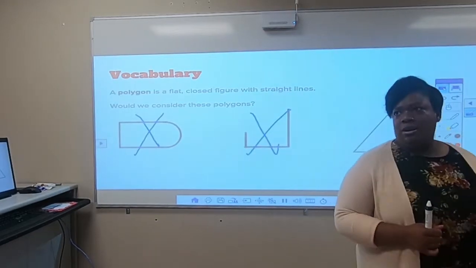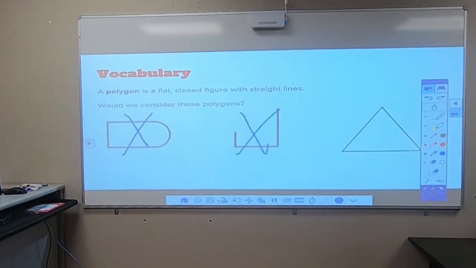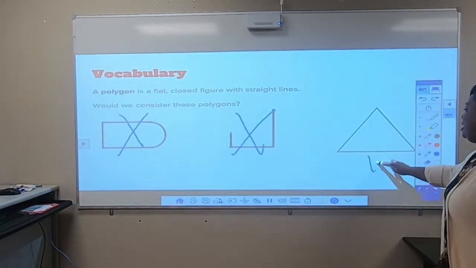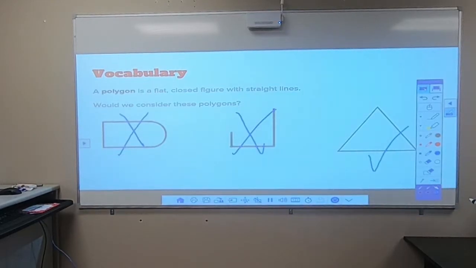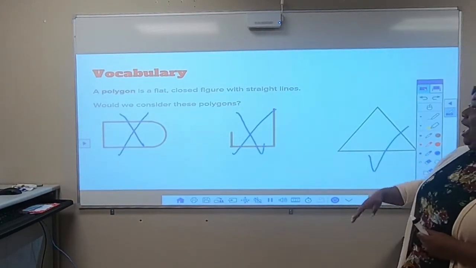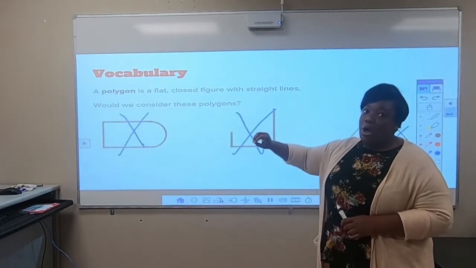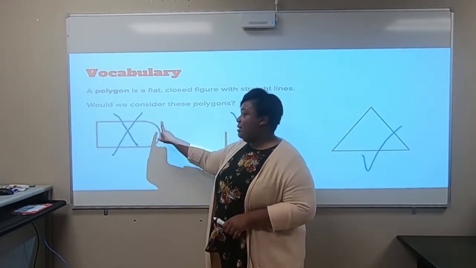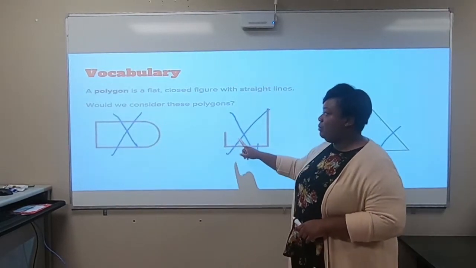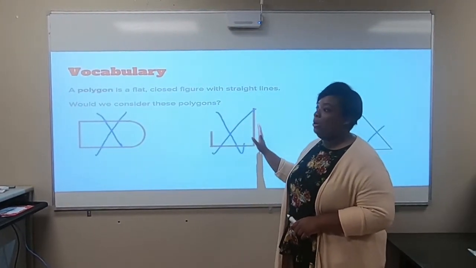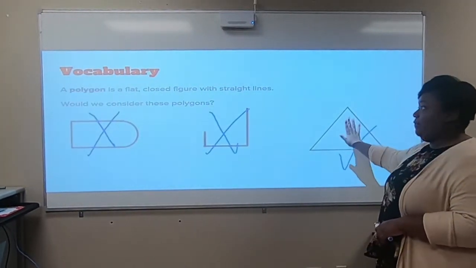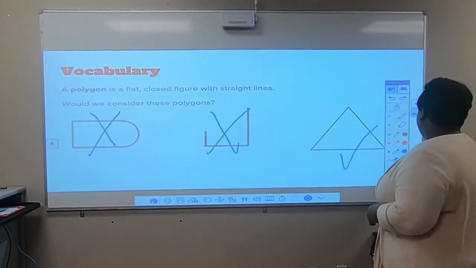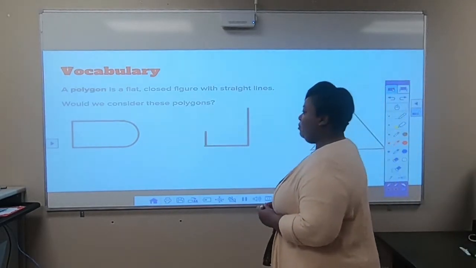What about this triangle here? It's flat, it's closed, and it's made up of straight lines. So this triangle is a polygon. So remember, a polygon is flat, it's closed, and it's made up of straight lines. This one wasn't a polygon because it has a curved line. This one wasn't a polygon because it's not closed. This is a polygon because it's flat, it's closed, and it's made up of straight lines, okay? Let's move on.